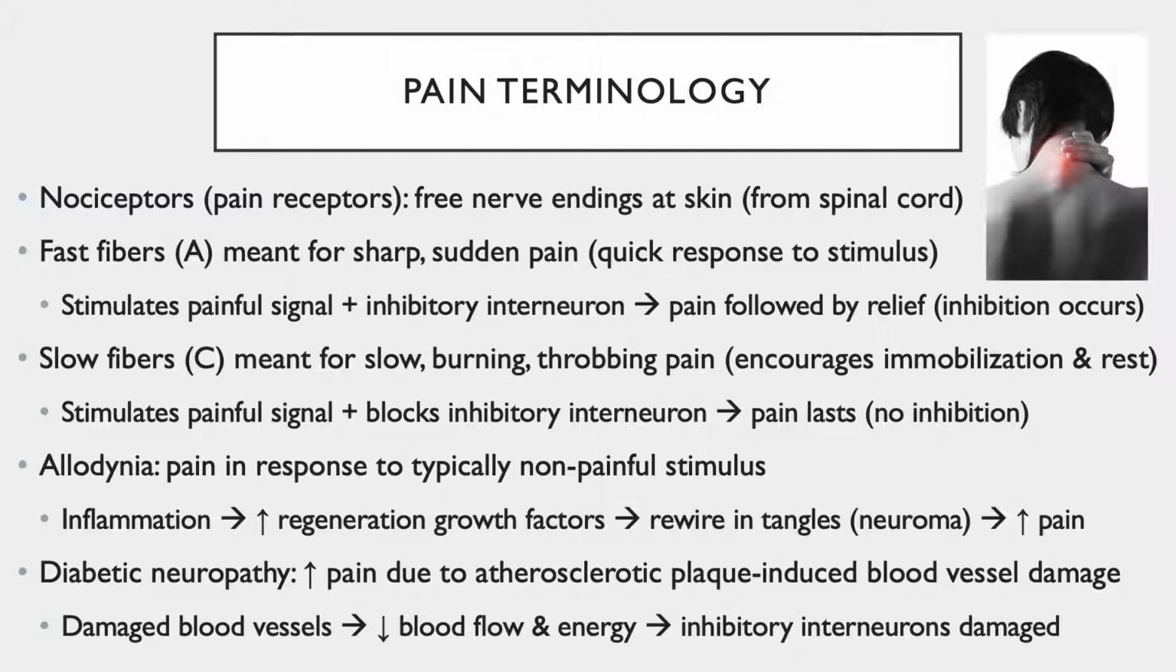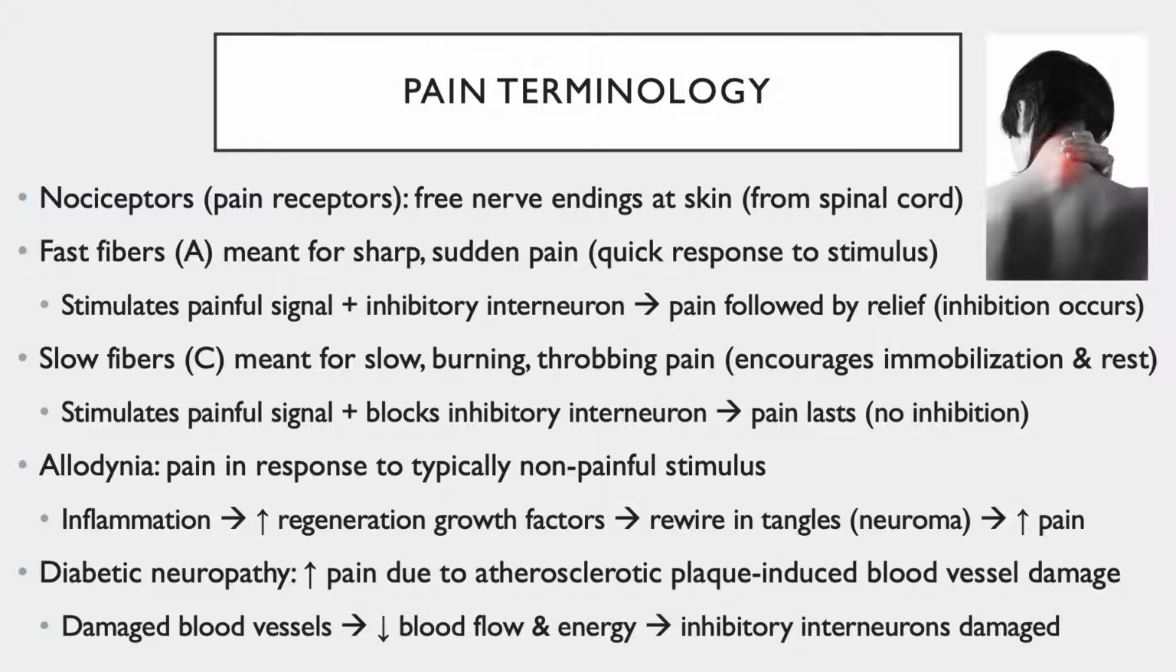There are two main fibers when it comes to pain, fast fibers and slow fibers. Fast fibers are A fibers, and they're meant to transmit sharp and sudden pain. These fibers are heavily myelinated so that they can facilitate a very quick response to a painful stimulus. They operate by inhibiting interneurons. That is why individuals might experience pain followed by relief. There's an initial source of pain, but then the inhibition occurs, which relieves the person from pain, at least temporarily.